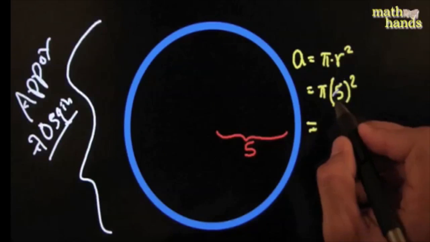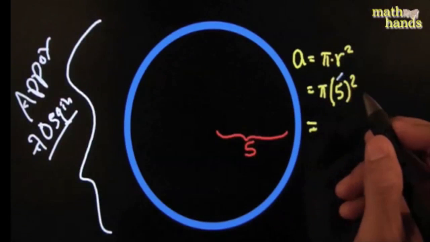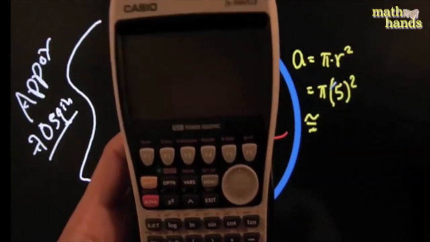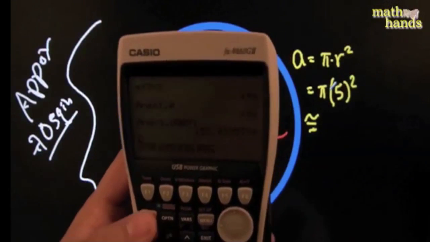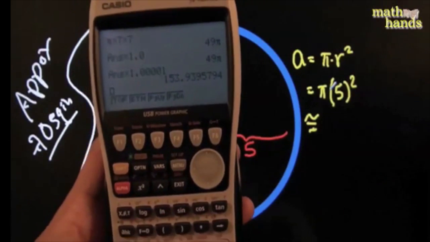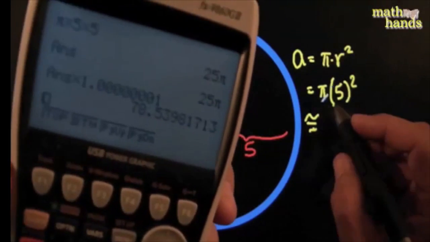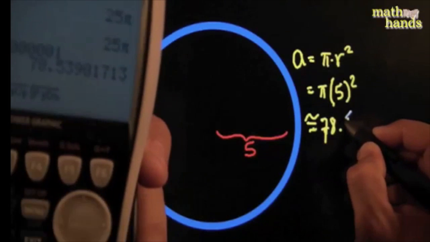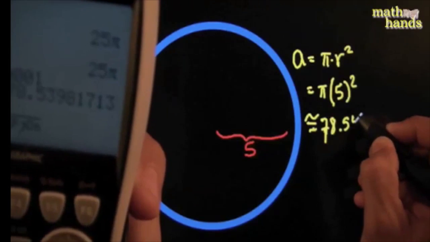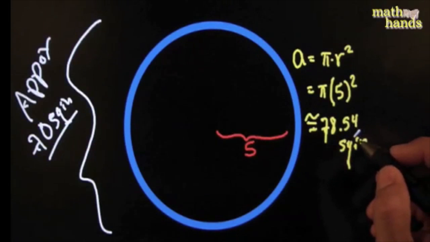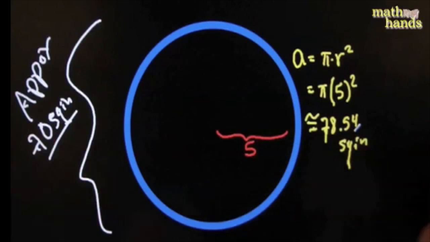It is exactly pi r squared, and you can get an even better approximation if you approximate the pi part. Let's see if we can do that here. Show you guys. See the light? All right, so you got pi. Much better approximation would be 78.54 square inches.